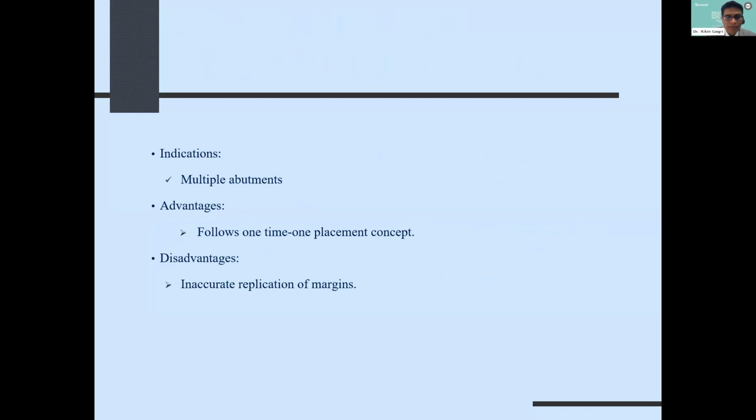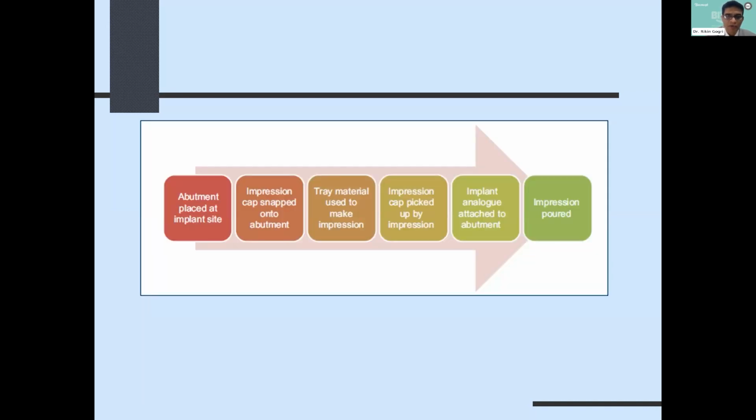Indications, multiple abutments, advantages, one-time placement. So as I said, if you want your patient to visit less, then sometimes you can use this as an option. Very rarely we do this unless we are really short on time, or it's a very simple classical case where aesthetics are not important and hygiene is easy to maintain. Then we can use this abutment level impression.